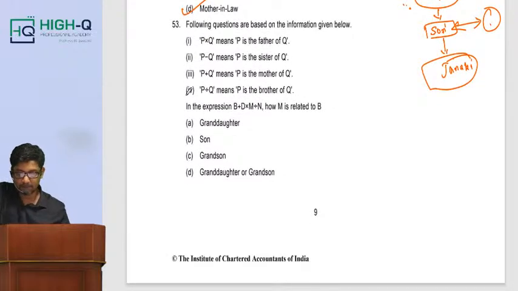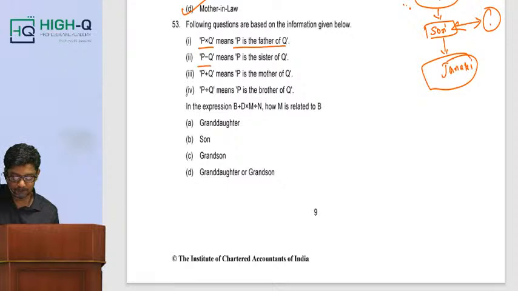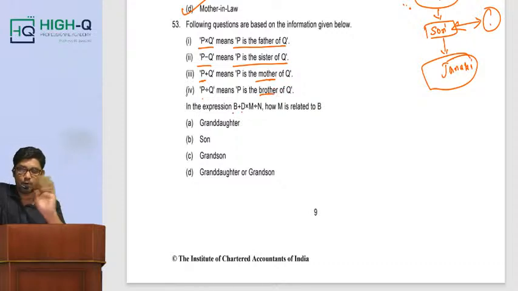Next one. Symbolic coded puzzle. P into Q means P is the father of Q. P minus Q means P is sister of Q. Plus means mother. Division means brother. Now in the expression B plus D, don't apply Bodmer's rule. Simply do it. B plus D: B is mother of D.